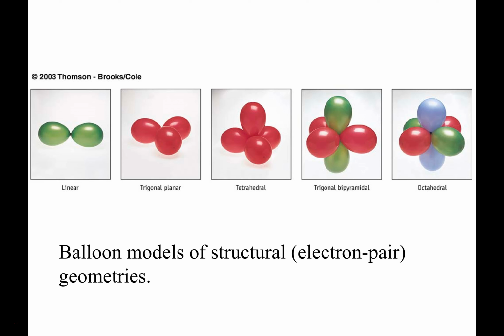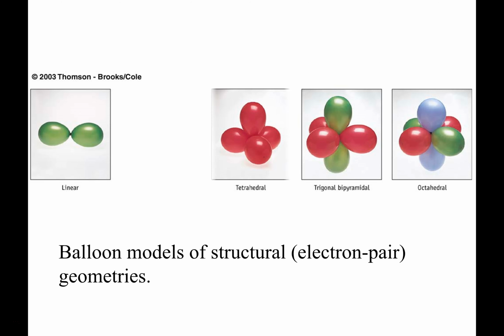And the last one is sp3d2, and it is octahedral. Again, due to the conservation of orbitals, we have 1 plus 3 plus 2. You must have 6 things, and that's as far apart as they can get from each other around that atom, those electron pair domains.